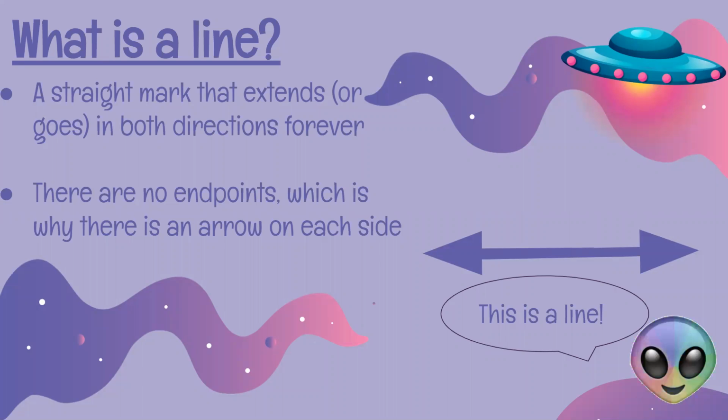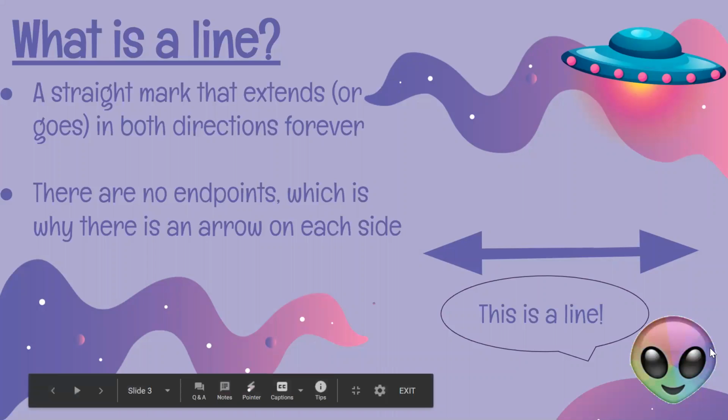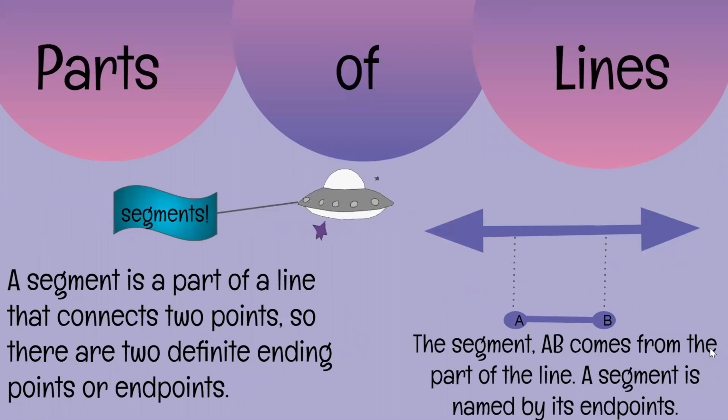A line is basically a straight mark with arrows on both ends because it extends, or goes on forever, in both directions, which is indicated by those two arrows. Here we can see an example of such a line. Lines also have parts that we can get from them, for example, a line segment.